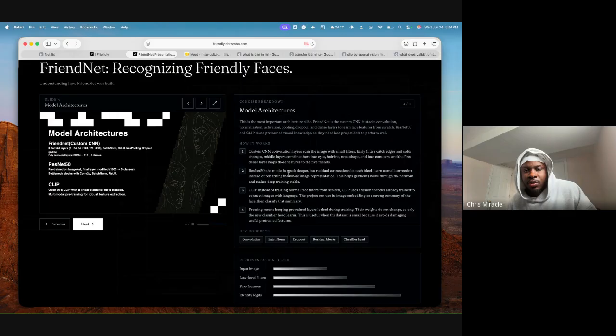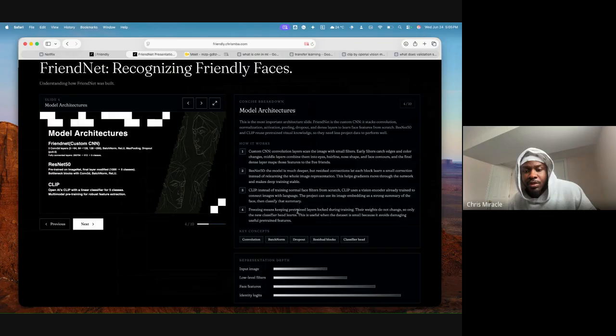And ResNet, the model is much deeper. The residual connection lets each block learn a small correction, rather than rebuilding the whole image representation. This helps gradients move through. CLIP is also a pretrained model for faces. Basically, all these things help with feature extraction that would be used for classification. The project can use its image embedding as a strong summary of the face, then classify that summary.